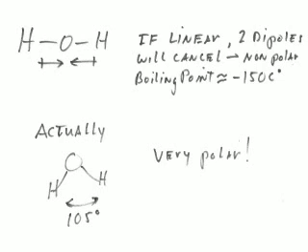The angle between the two hydrogens is not 180 degrees. It's actually about 105 degrees. But VSEPR says they should get as far apart as possible. So why are they ending up at 105 rather than 180 degrees?